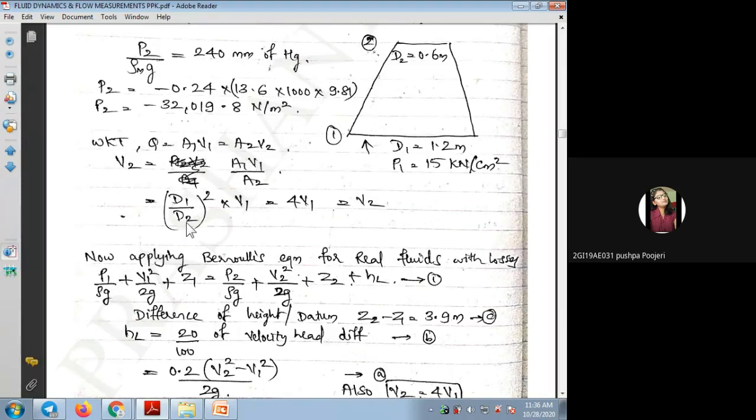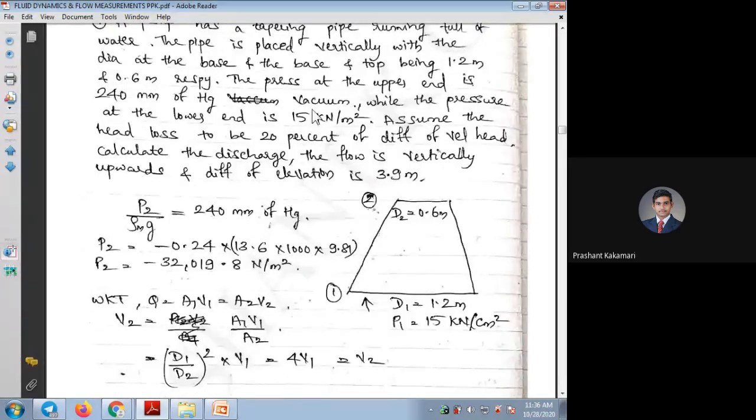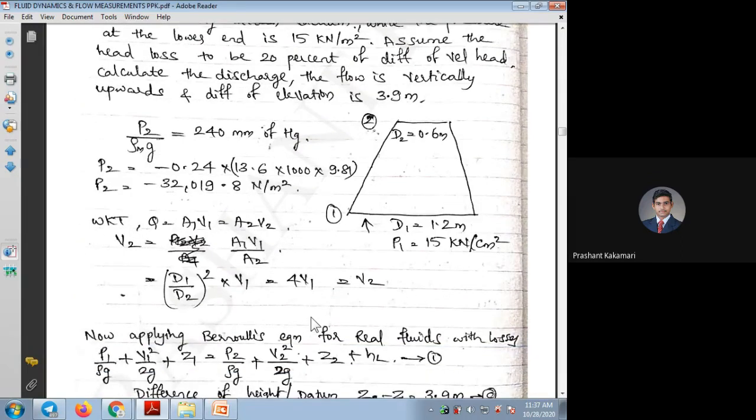Excuse me, sir. Yes. So why negative sign? Vacuum pressure. Vacuum will be below 0. So below 0 value means it is negative. Here it is vacuum pressure. In the problem, if they have not mentioned vacuum, then this will be a positive pressure, above absolute pressure. Is it okay?